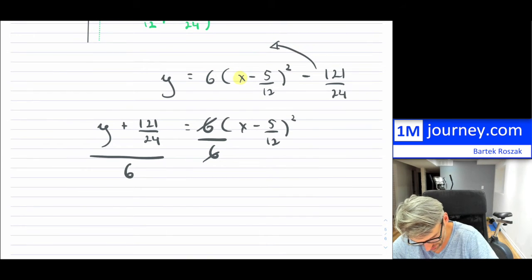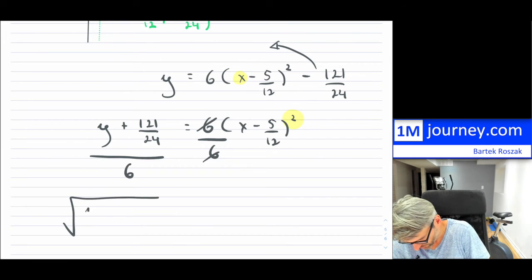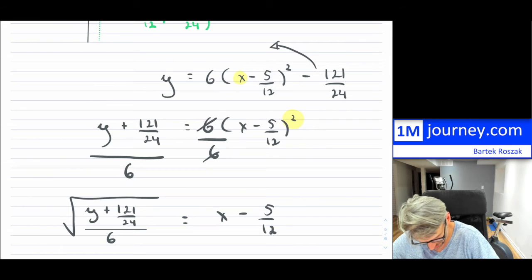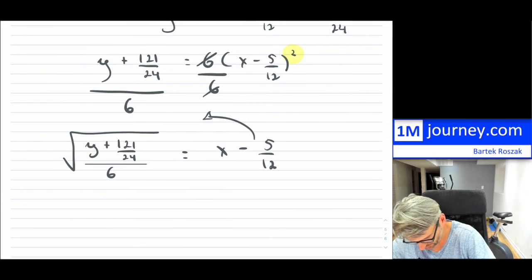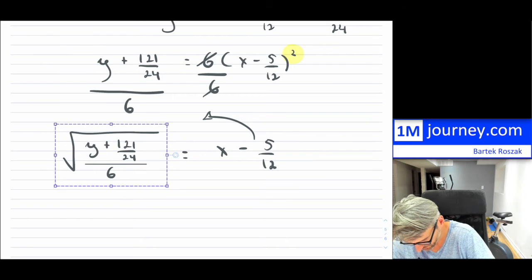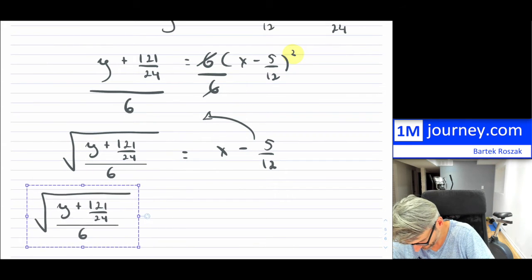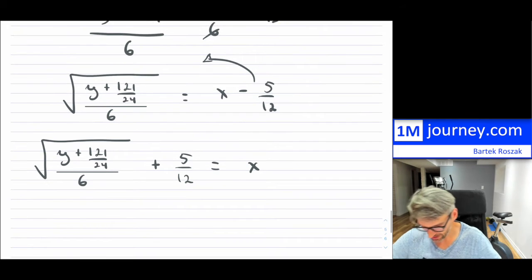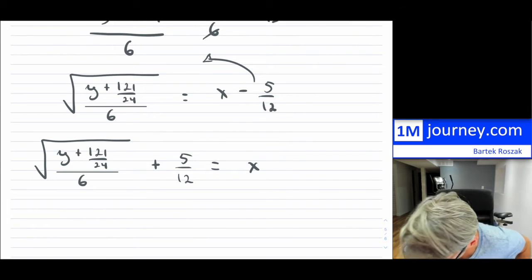Now we're going to have to take the square root. So we're going to get the square root of (y plus 121/24) divided by 6, and that is x minus 5/12. Okay, let's bring this over to the other side, and we're pretty much done. Let me duplicate this. And that's going to be plus 5/12 is equal to x. So we rearranged it for x, and this is going to be our inverse.